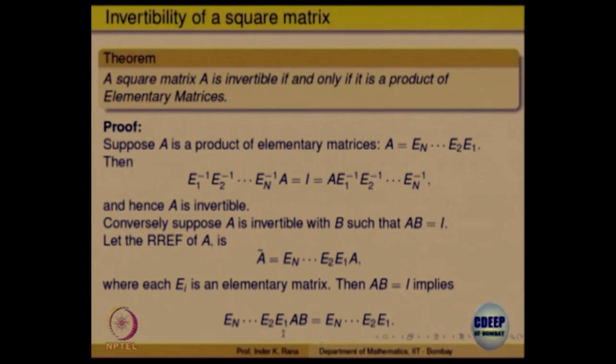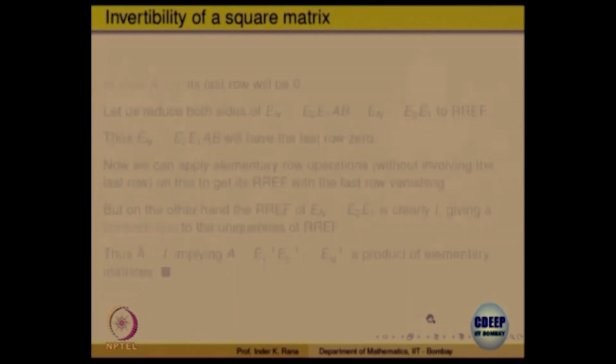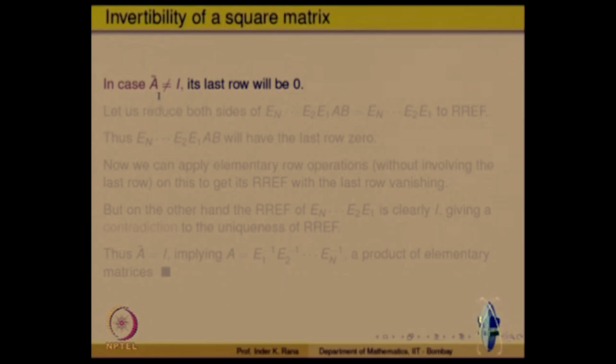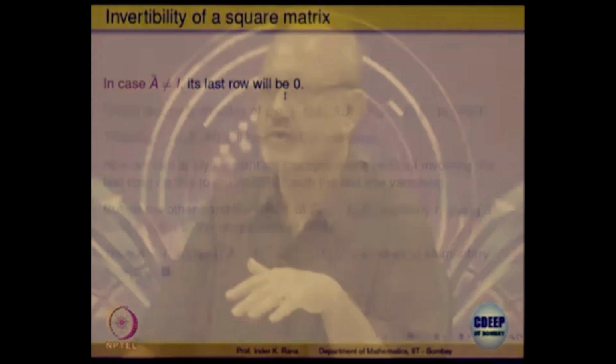Now what we will do is look at the left hand side and the right hand side and look at their row echelon forms. There are two possibilities. One is that the row echelon form of A is not equal to identity. That will mean what? That means at least the bottom row is equal to 0, right? There are not as many pivots as the order. There is one row which should be 0, so the bottom row is equal to 0.